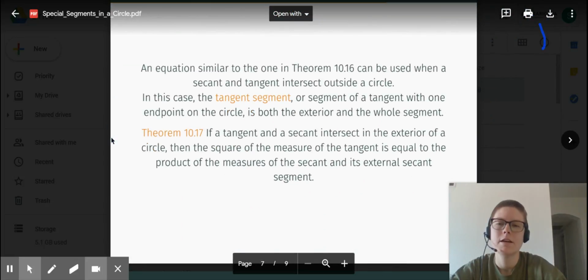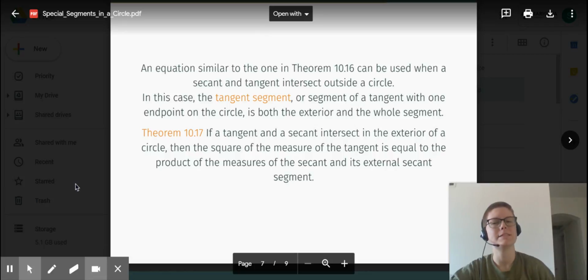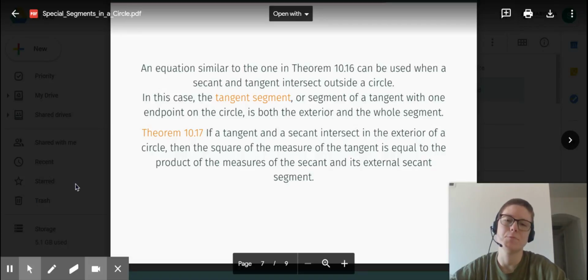So up next, an equation similar to the one in theorem 10.16 can be used when a secant and a tangent intersect outside a circle. In this case, the tangent segment, or segment of a tangent with one endpoint on the circle, is both the exterior and the whole segment. So instead of having the exterior part and the whole secant, we have just the one part of the tangent that we use. It says, if a tangent and a secant intersect in the exterior of a circle, then the square of the measure of the tangent is equal to the product of the measures of the secant and its external secant segment.